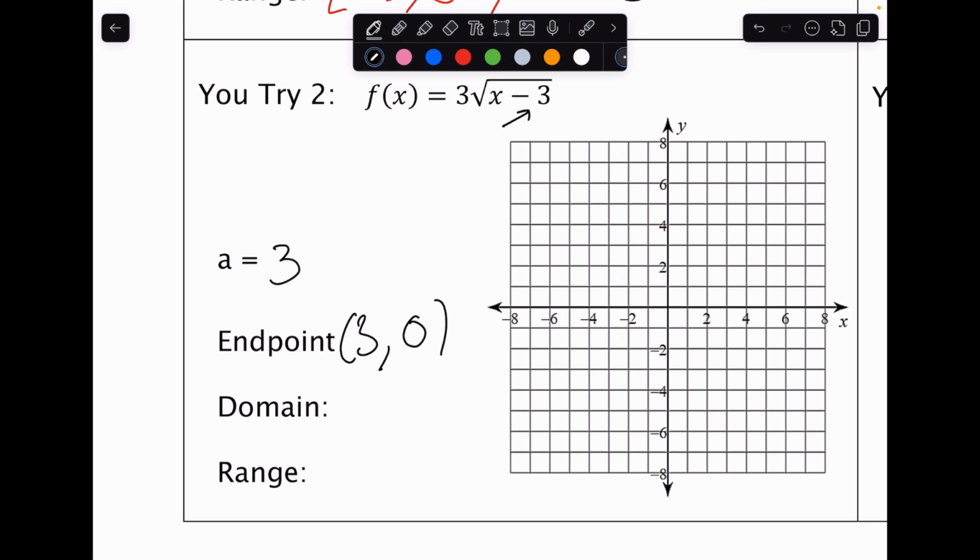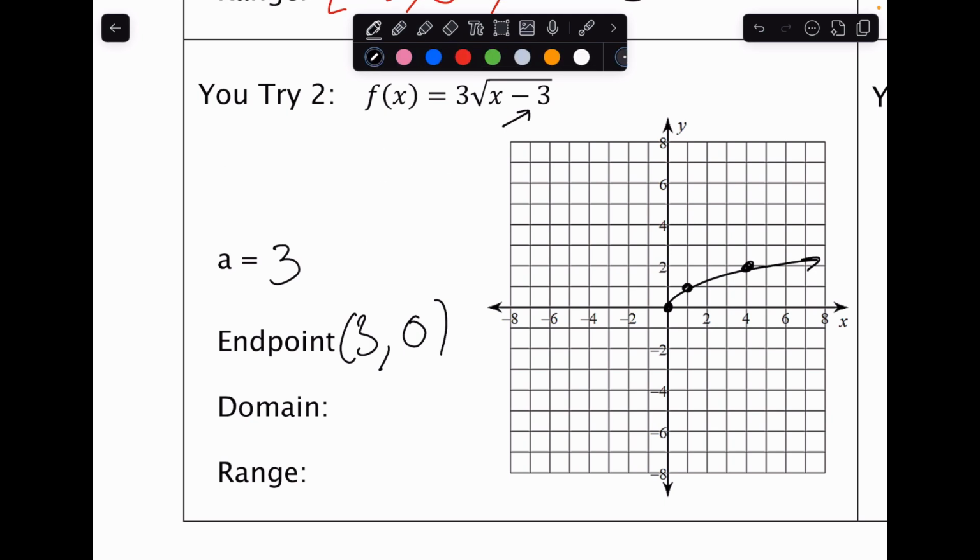All right, so again, I'm going to draw the parent function, and we're just going to move it around accordingly. You do have to have this parent function memorized. It's 0, 0, 1, 1, 4, 2. And if you ever forget it, just make a chart. Like, if I have an input of 1, I get a 1 out. If I have an input of 4, I get a 2 out, and so on.